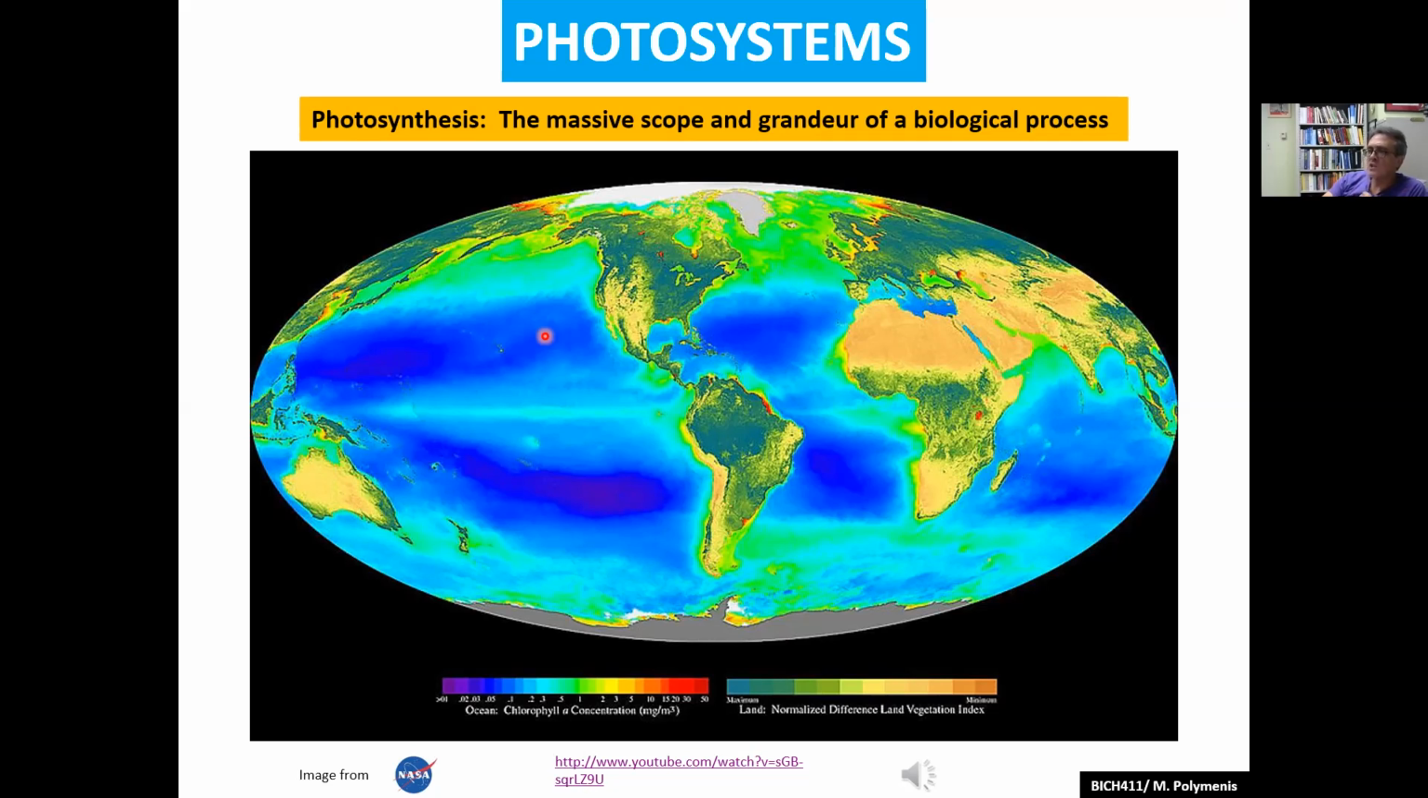And as the seasons change, you can see here, for example, that there is very little chlorophyll, very little photosynthesis happening in the Sahara. Okay, there is not a single green leaf there. But you see a lot where the forests are. You see a lot in the oceans, okay? As I said, half of photosynthesis is actually happening in the oceans.